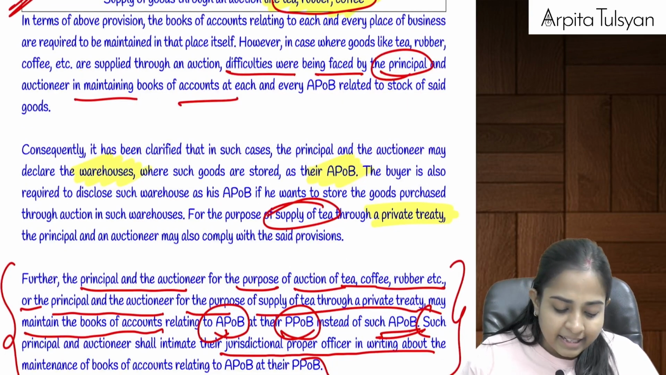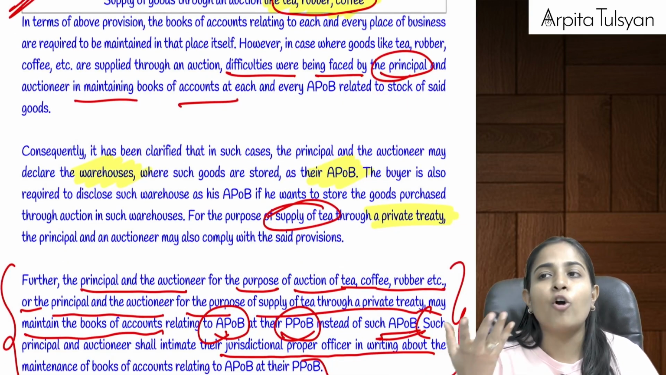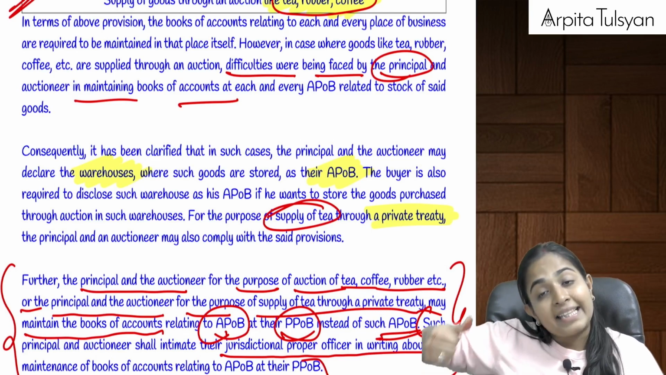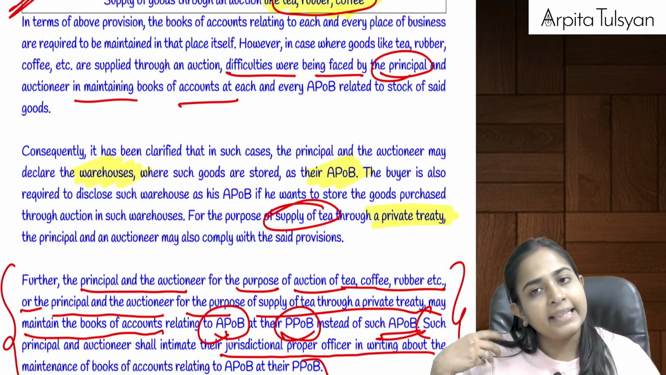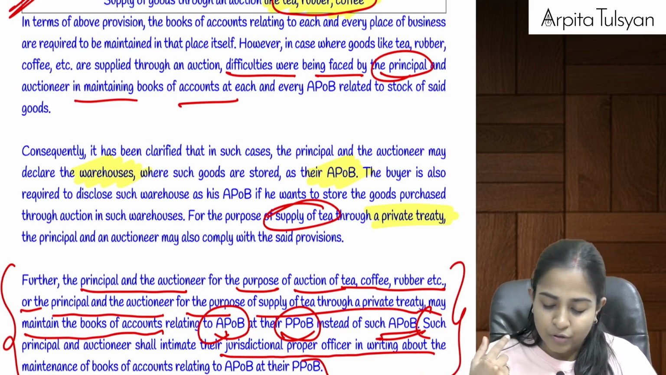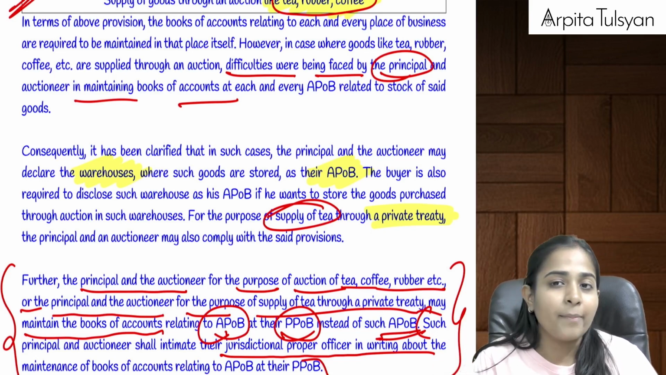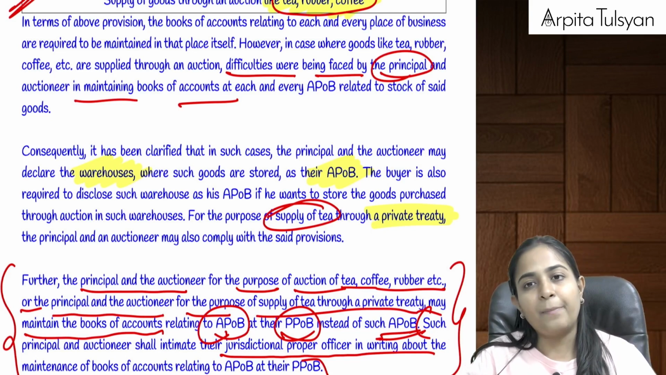But they said that if the principal and the auctioneer want to maintain the records relating to this additional place of business at their principal place of business, because it becomes difficult to maintain them in that particular warehouse, then they can do so after informing the jurisdictional proper officer in writing that they are not maintaining it at the additional place of business, but are maintaining it at their principal place of business.